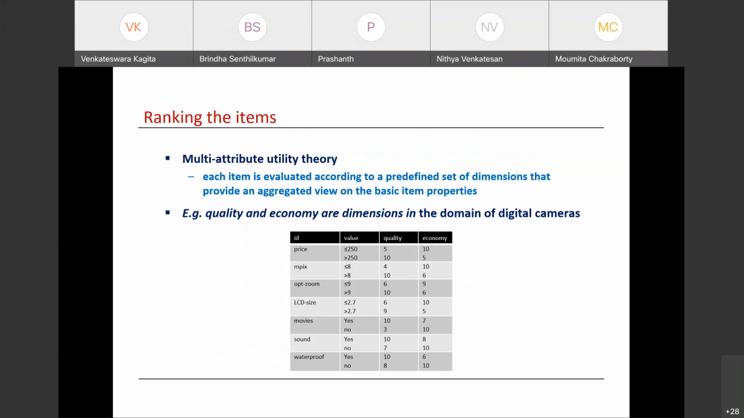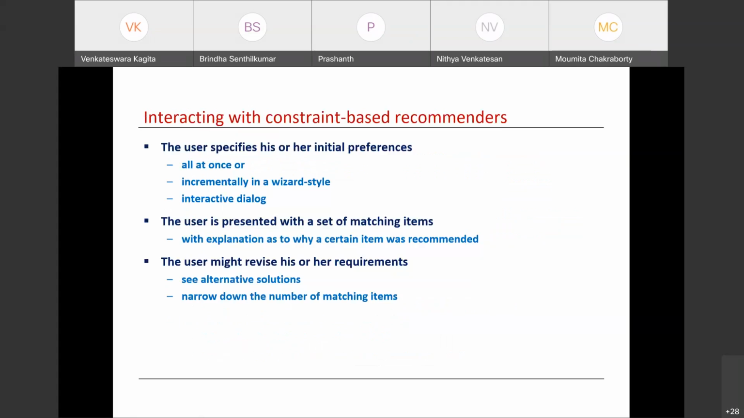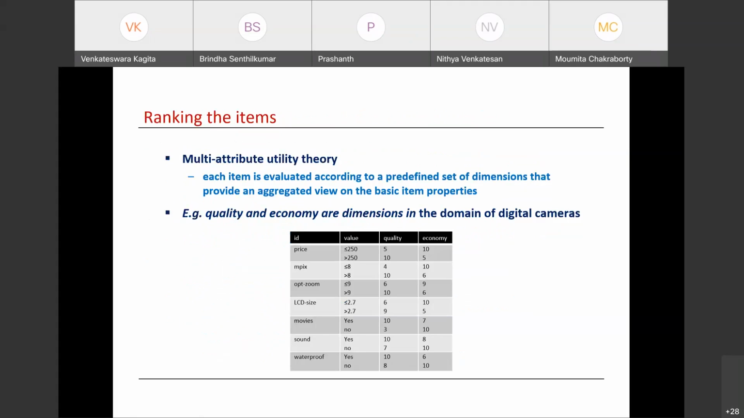So the price less than 250, quality is fine. Like that, the quality and economy parameters are defined by the domain experts. Now, suppose I have a user who is giving more importance to quality than economy, then I may have a different set of recommendations for him. Suppose I have a user who is giving more importance to economy than quality, then I may have a different set of recommendations for him. So this is the data that I have, and these are the parameters that are defined by the domain experts.